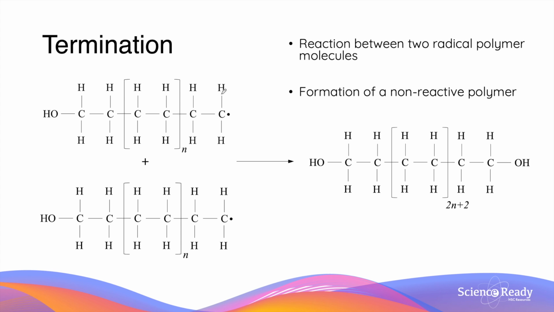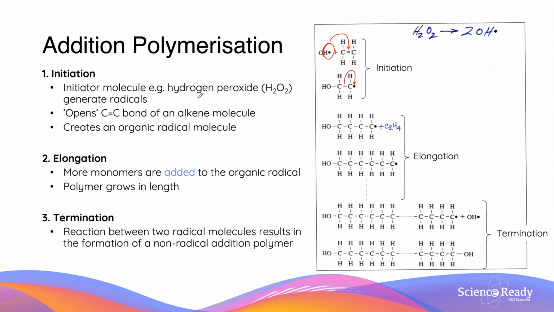Another way polymerization can terminate is when two large radical molecules react to form an even larger polymer that no longer has an unpaired electron to react further. Again, this reinforces the concept that every polymer molecule is large but has different lengths or sizes. Let's summarize how monomers can be added together to produce an addition polymer. In initiation, a molecule of hydrogen peroxide decomposes to generate two radical hydroxyl molecules, which react with a double bond in the ethene monomer to produce another organic radical over here.